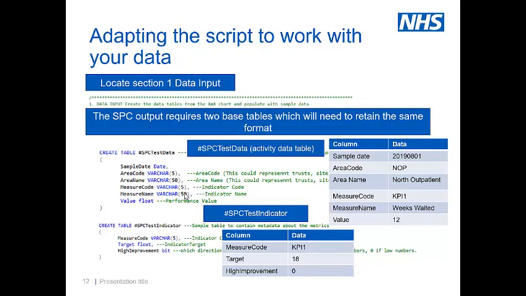So for this example, for weeks waited in the North Outpatient team, we've set this flag or binary code at 0, because what we want is lower numbers, lower waiting times for patients. But if it was another metric, perhaps mandatory training, we might want to set that flag at 1, because we'd want as many of our staff to complete the mandatory training as possible.